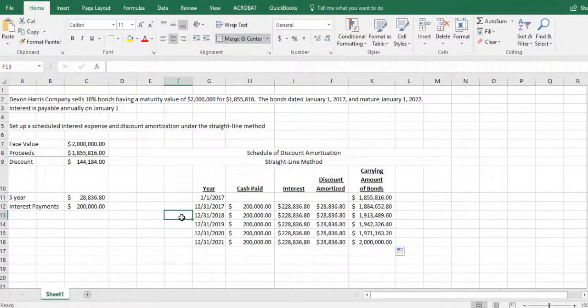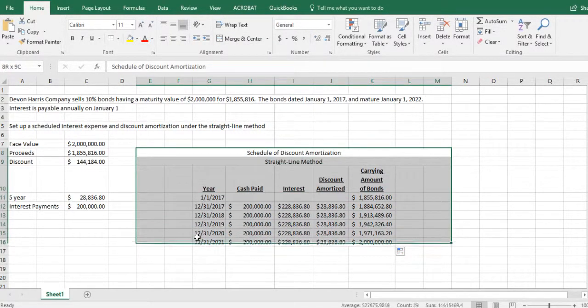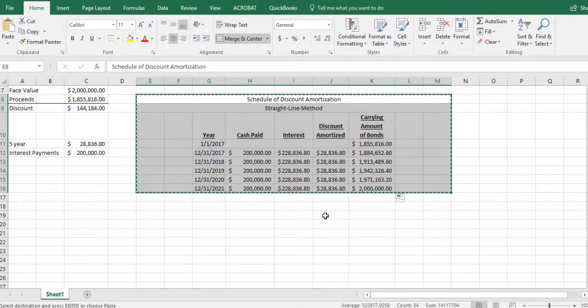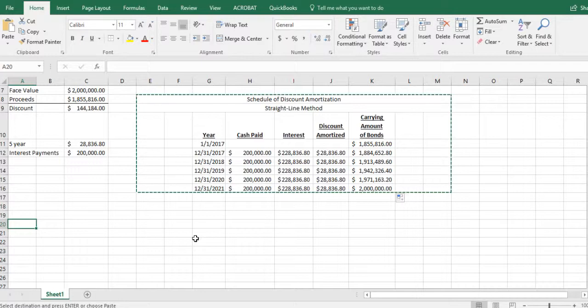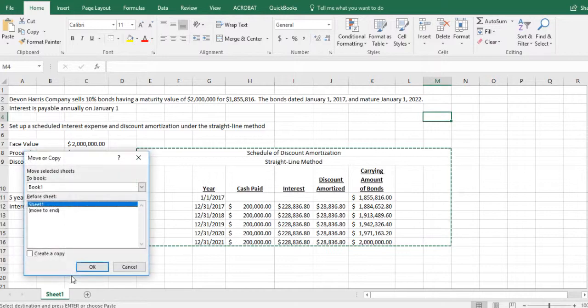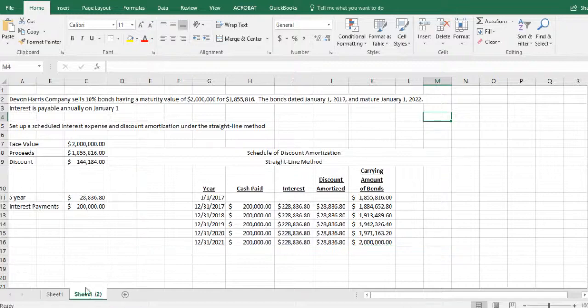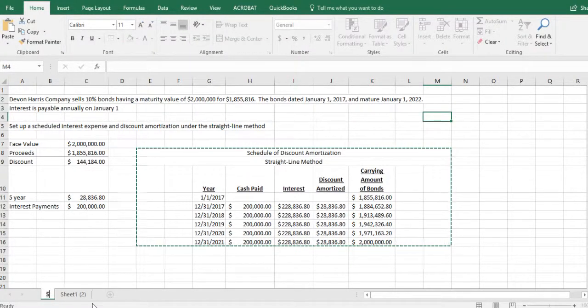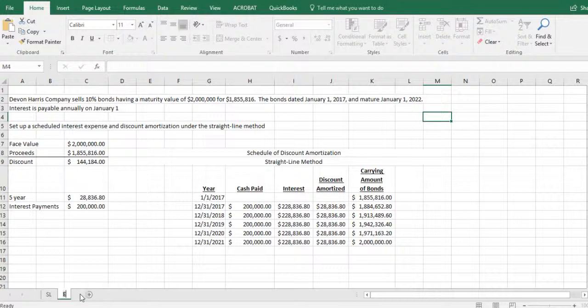So we have that same basic format, right? Rather than format a whole new one of these, I'm going to copy this page and move it to the end. So sheet 1 is going to be straight line, and this is going to be effective.